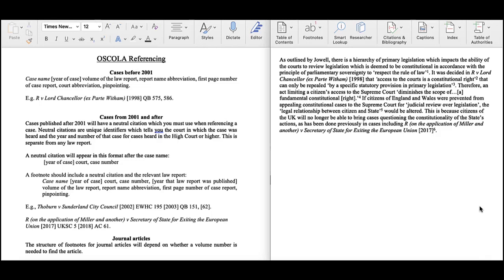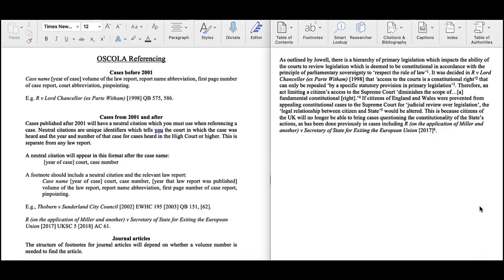Using a neutral citation is important in your OSCOLA referencing for cases for reasons of universality and accessibility. This is because neutral citations are court-assigned identifiers, which means they are the same regardless of what law report they are published in. This ensures that your references can be easily traced and located by others, regardless of the specific law report someone may be using.